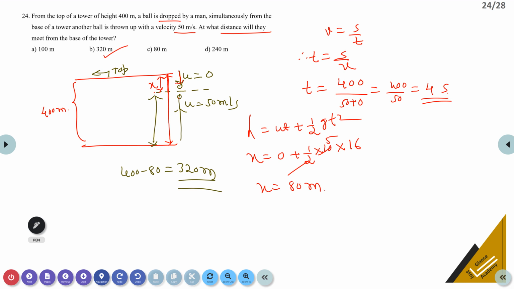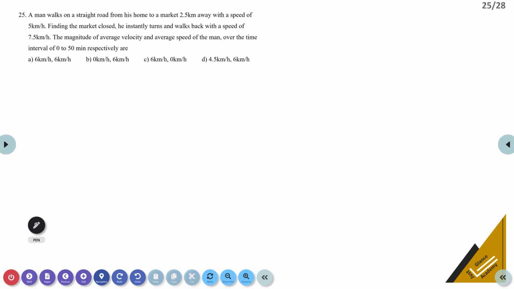You see, 80 meter is also a choice, but with respect to what? With respect to top or with respect to ground? This is with respect to ground. Bottom is asked. Next.